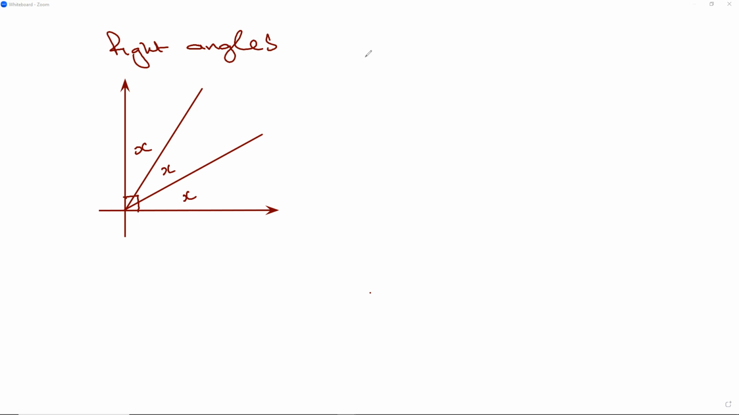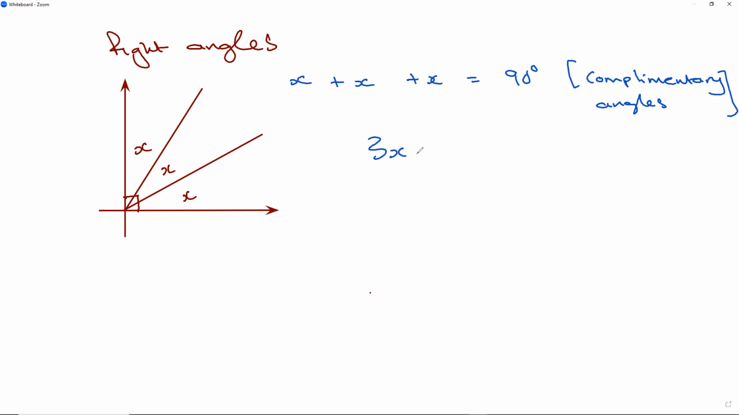Can you find the value of x for this one? Try this one, see if you can. All right. So for this question here, we can see that x plus x plus x equals 90 degrees because of complementary angles. And x plus x plus x is 3x. So we can divide both sides by 3, and therefore we have x equals 30 degrees. And that's the right answer.